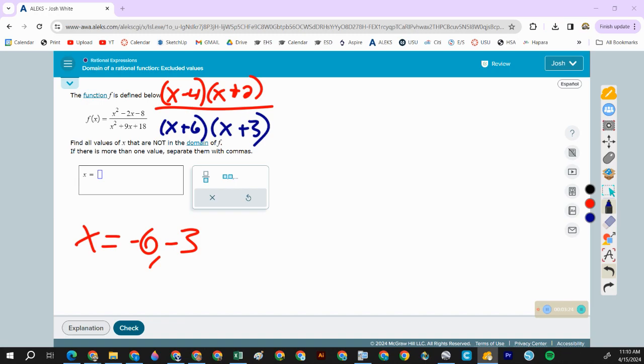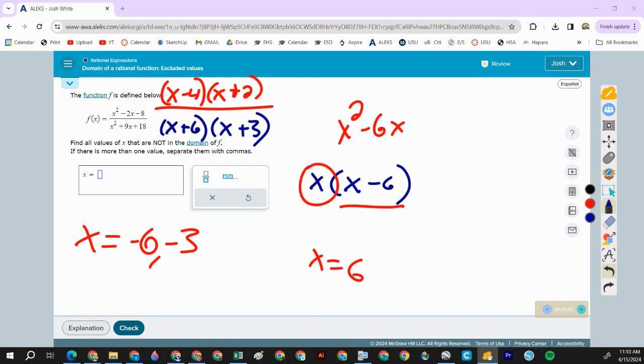Everybody understand that? What if it had x squared minus 6x? How do we factor that? We pull out an x, and what would the excluded values be? Well, this one is 6. What about that one? 0. So the excluded values are x equals 6 and x equals 0. All right.